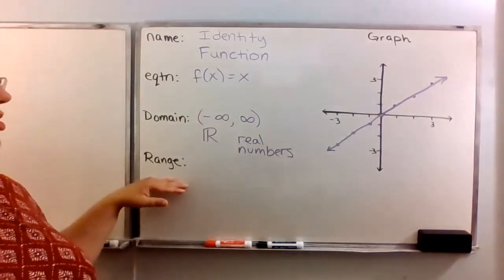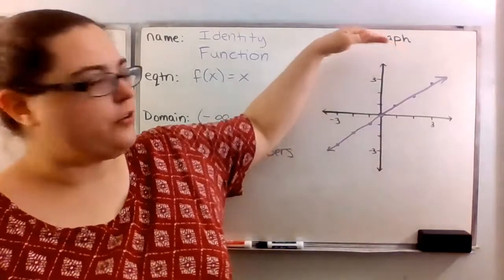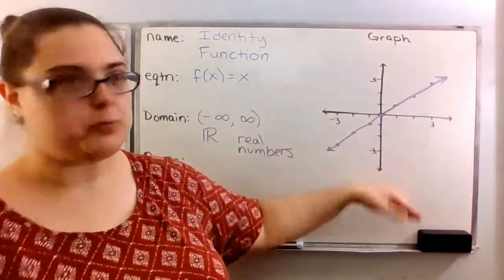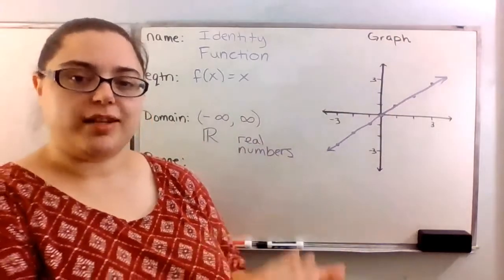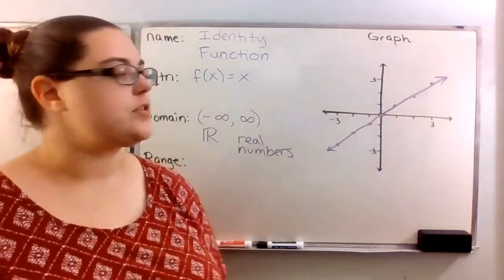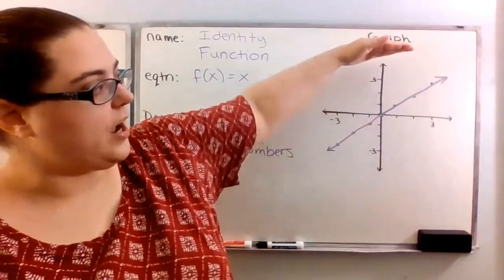Okay, for the range, we'll do the same process, but we'll go from bottom to top. You never want to go from top down. That's your natural impulse because that's how we read. But when you find a domain or a range, you want to start with the negatives and move to the positives. So we're going to start at the bottom because that's where the negatives are and move to the top.